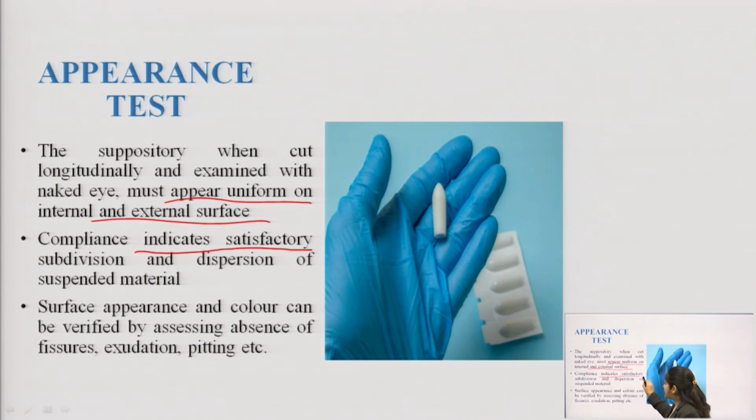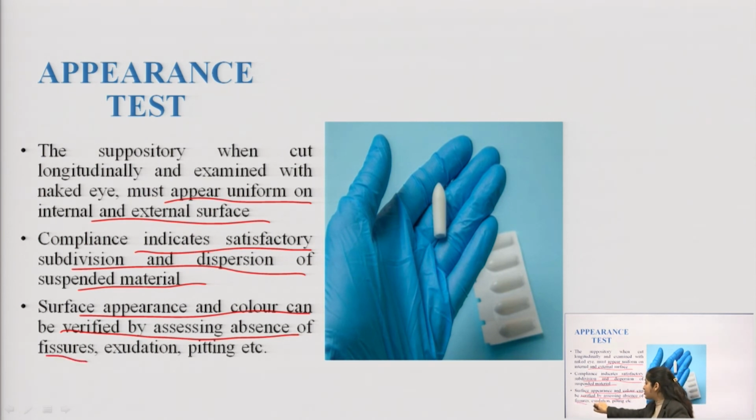Then compliance indicates satisfactory subdivision and dispersion of suspended material. What is important here is, whatever material or API you are incorporating into the manufacturing of the suppository, it should be very clearly suspended into each and every fragment, be it the upper portion, the lower portion, or the middle portion of the suppository. Everywhere the uniform distribution of the medicaments must take place. Surface appearance and color can be verified by assessing the absence of fissures, exudation, and pitting. So, if there are any fissures, any exudation, any pitting, then that can be verified if we see everything by our naked eye.